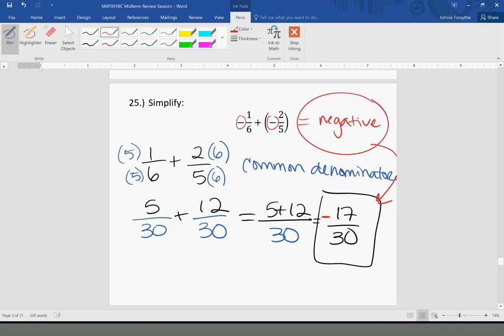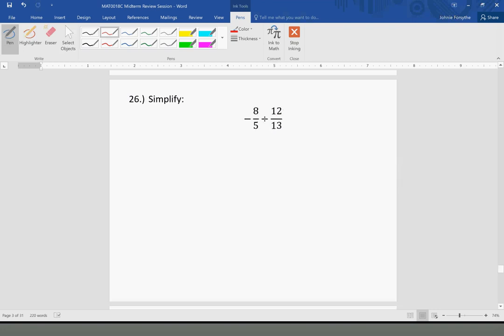Negative 17 over 30. Okay, 26. Simplify negative 8 divided by 5 divided by 12 over 13. So remember your division, multiplication, integer rules. Dividing different signs is going to give you a negative answer. So let's ignore the signs because we took care of that already.